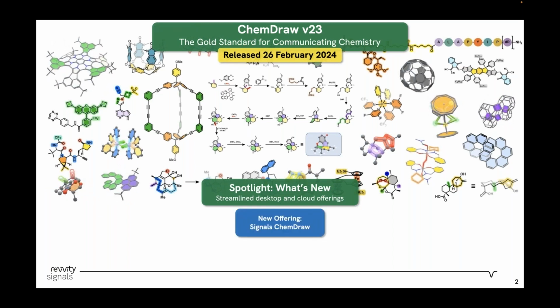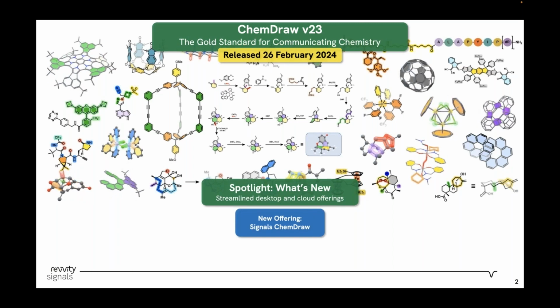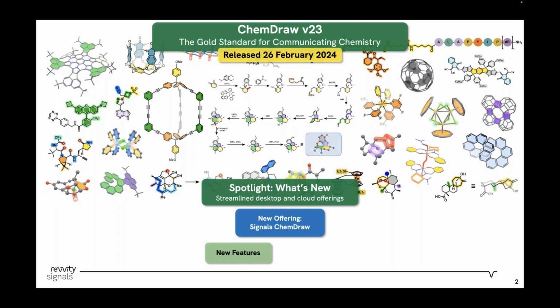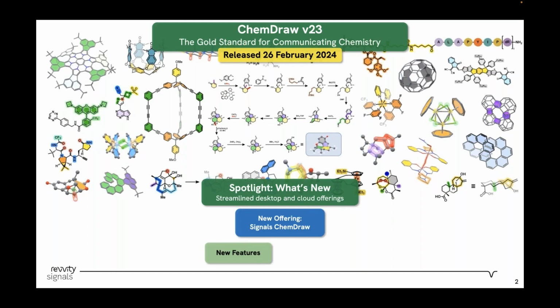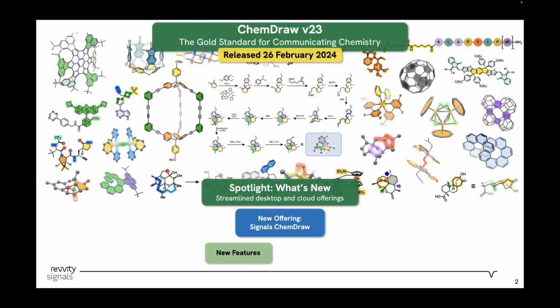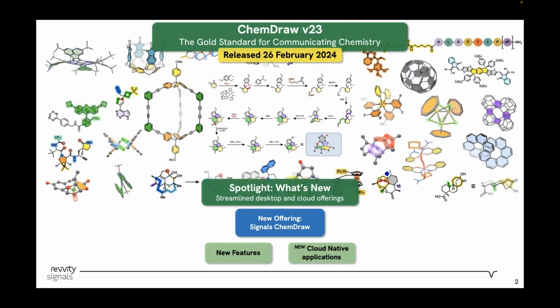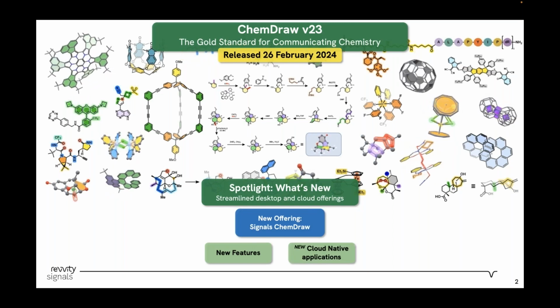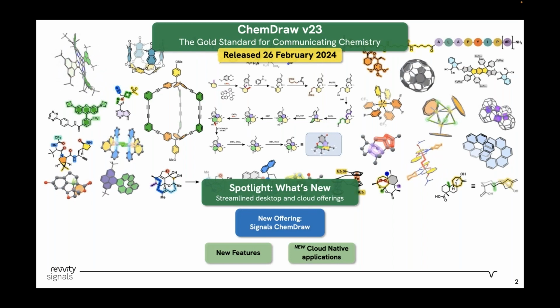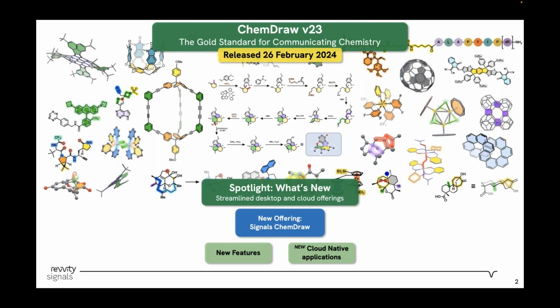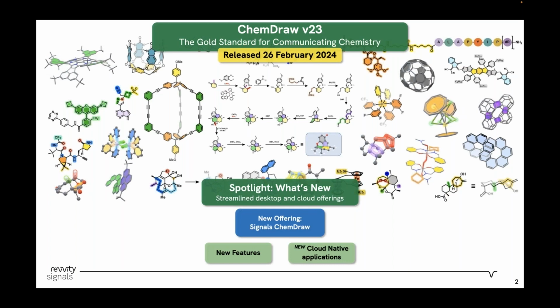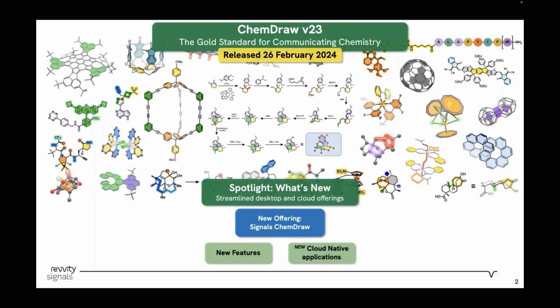First, we have released a new offering that is called Signals ChemDraw. I'm going to tell you a lot about that today. In addition to that, we have several exciting new features that I'm going to talk about that are included in not only this new offering, Signals ChemDraw, but some things also in ChemDraw Prime and ChemDraw Professional. And then additionally, we have launched a few new cloud native applications that will be part of this new offering called Signals ChemDraw. Okay, so let's go ahead and get started.